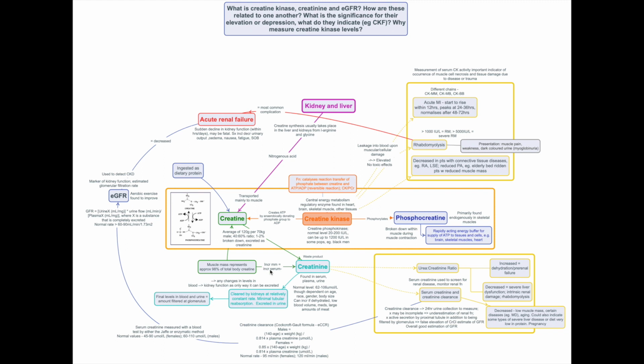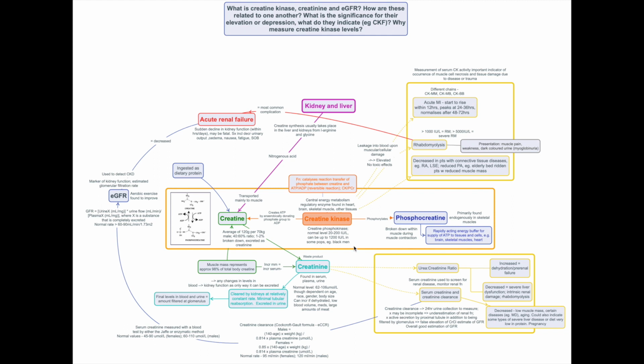So that means if we have increased muscle mass, we are going to have an increased serum creatinine level. So we need to bear that in mind when we look at this level in patients, for example, between an elderly frail lady and a buff athlete. So we do expect a higher serum creatinine level in the buff athlete compared to the frail little lady.